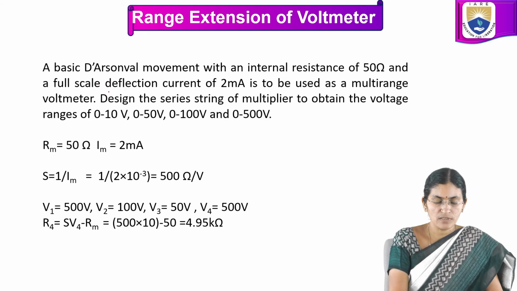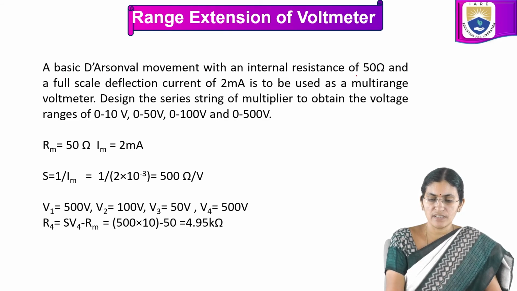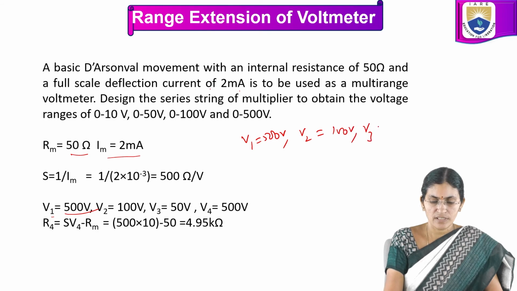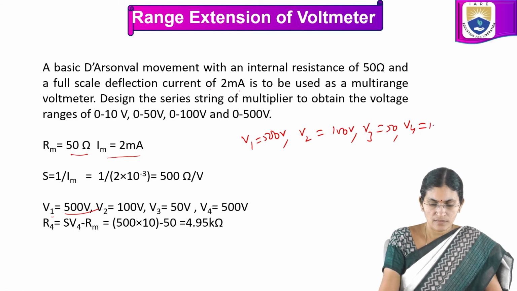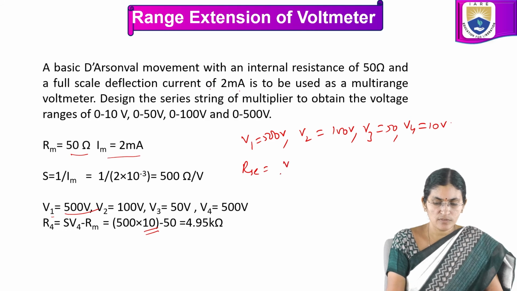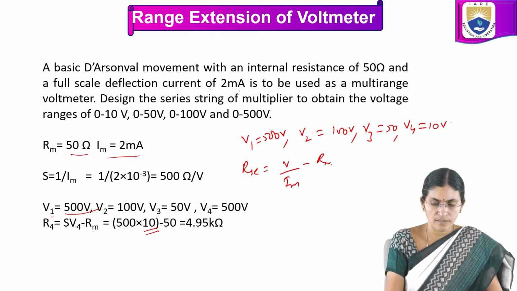Next, one more problem. A basic D'Arsonval movement with an internal resistance of 50 ohms, that is Rm, and full scale deflection current of 2 milliamperes, that is Im, is to be used as a multi-range voltmeter. Design the series string of multipliers to obtain the voltage ranges of V1 is 500, V2 is 100, V3 is 50 and V4 is 10. We have the formula RSC is equal to V by Im minus Rm.